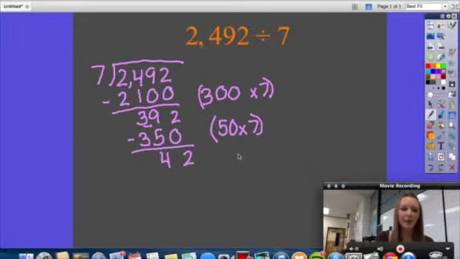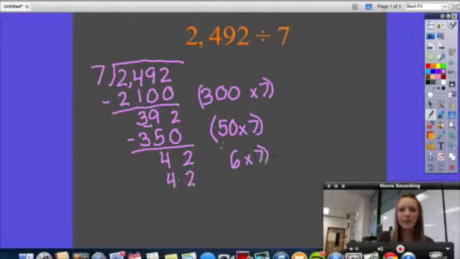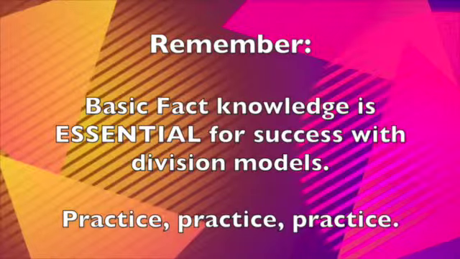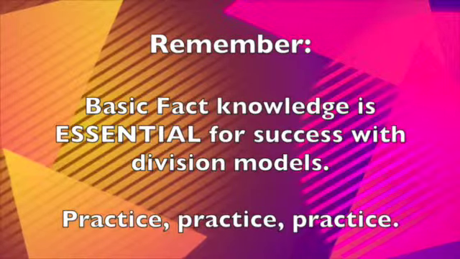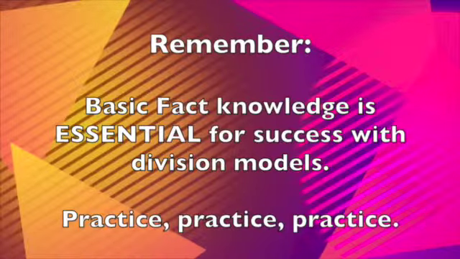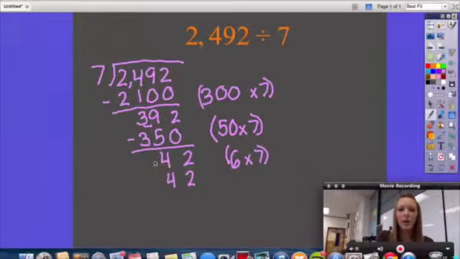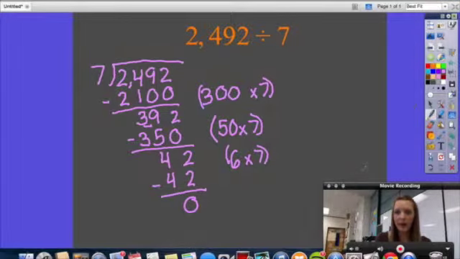Now that we found our difference, we need to ask ourselves what basic fact we see. Hopefully the children will say 42 divided by 7 is 6. So I can write my 6 on the side, and I know that 7 times 6 is 42. So I got my 42 by doing 6 times 7. Now we can subtract. So we have 42 minus 42, and we are left with 0. So we know that this problem will not have a remainder.